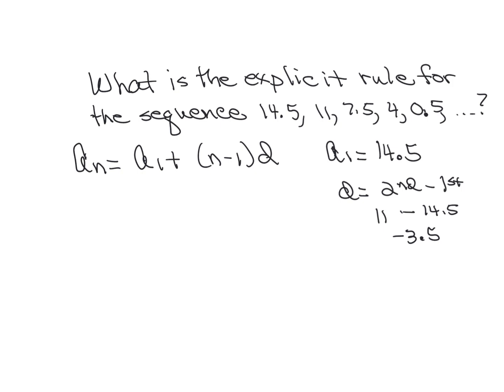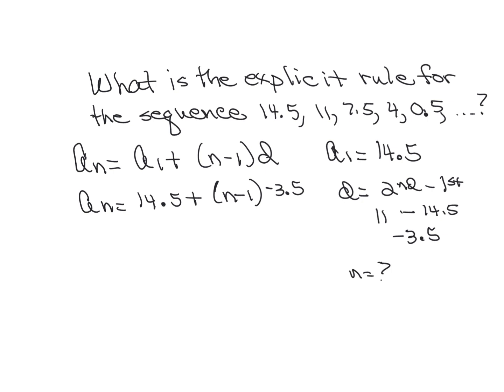When I'm writing this formula, if we were finding a specific term, we would have to know what n is. But because we're writing the rule, we do not have to know what n is equal to. So I'm going to replace in my formula a sub 1, which is 14.5, plus n minus 1 times d, which is negative 3.5. You will not see an answer written in that format. It will be in simplified form.